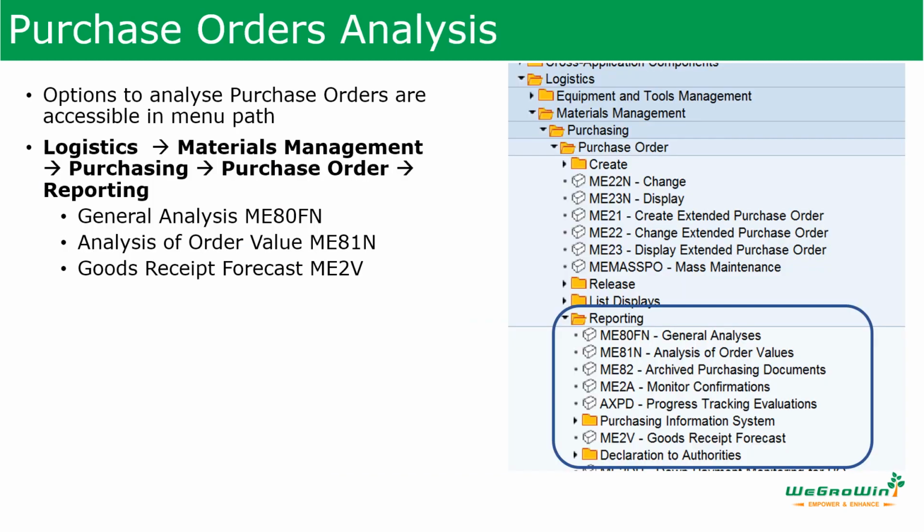So far we got the list of purchase orders to be viewed, right? But now we want to do some analysis. There are options there. One is a general analysis of the purchase orders, which we can do using the transaction ME80FN. We can also do analysis of orders by value with ME81N. And if we want to do the goods usage forecast, we can do it with ME2B. So these are the transactions available to do some analysis with respect to the purchase orders.